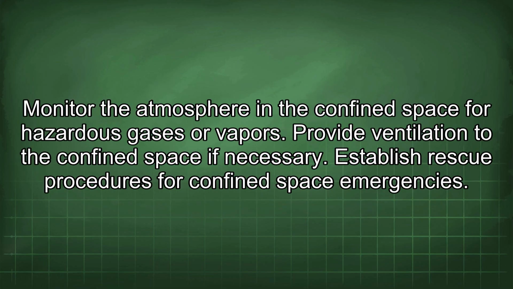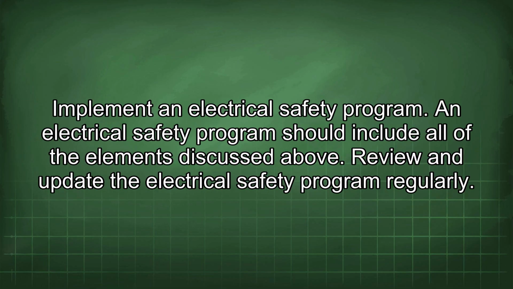Monitor the atmosphere in the confined space for hazardous gases or vapors. Provide ventilation to the confined space if necessary. Establish rescue procedures for confined space emergencies. Implement an electrical safety program. An electrical safety program should include all of the elements discussed above. Review and update the electrical safety program regularly.